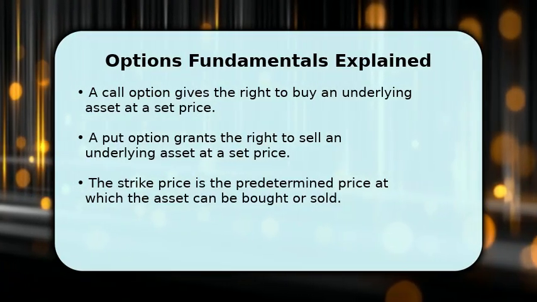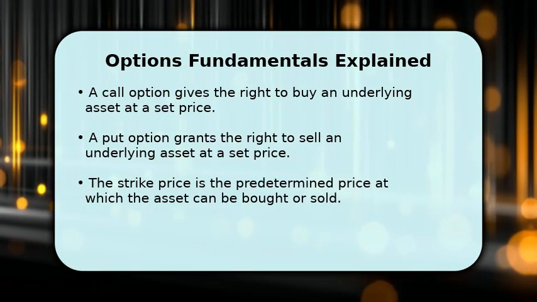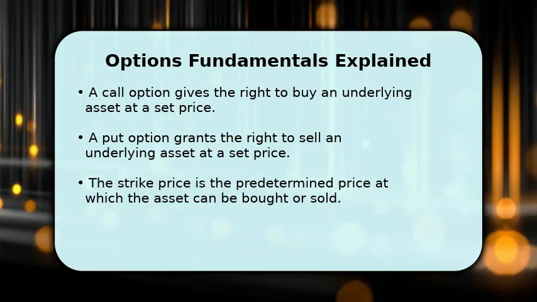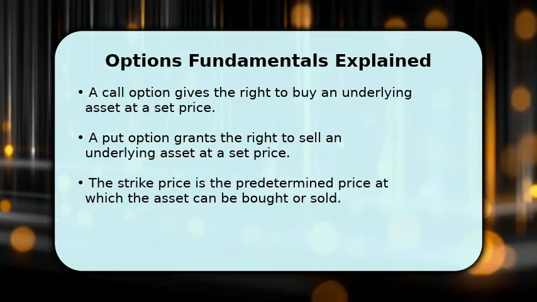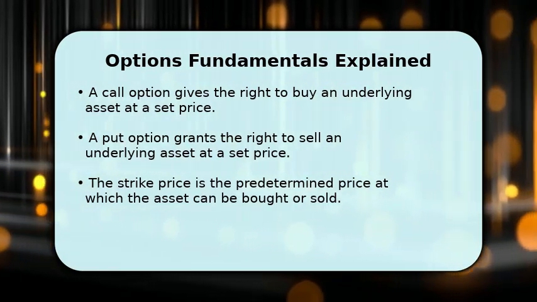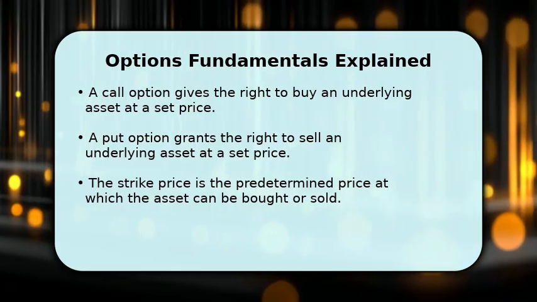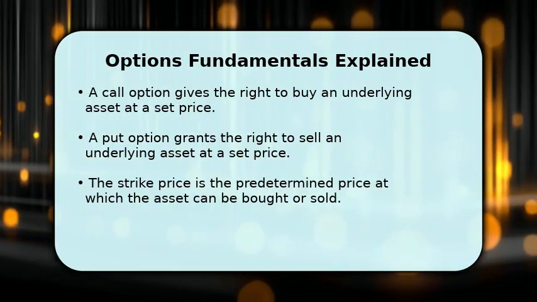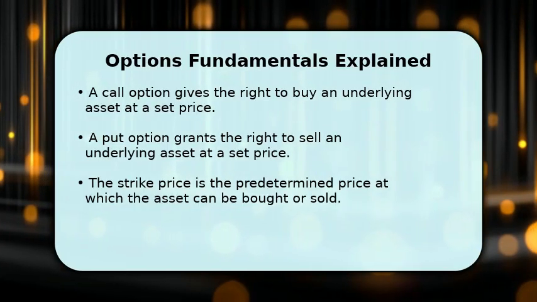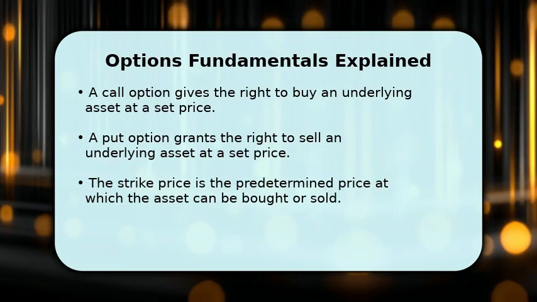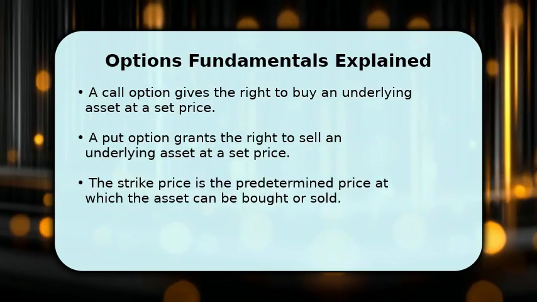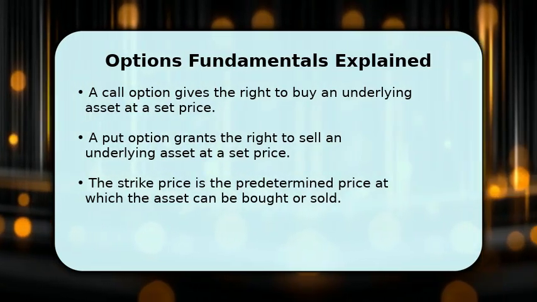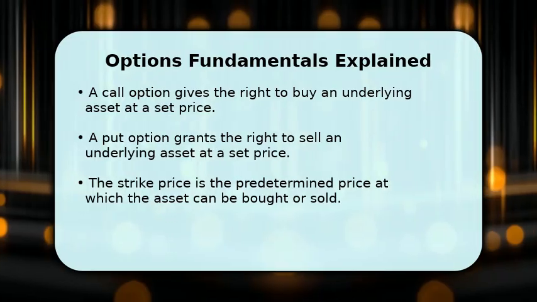A call option provides the holder the right, but not the obligation, to buy 100 shares of an underlying stock at a specific price, called the strike price, before a certain expiration date. Conversely, a put option gives the right to sell 100 shares at its strike price. These contracts are time-sensitive, meaning they expire, so managing your positions before expiration is vital for successful trading.